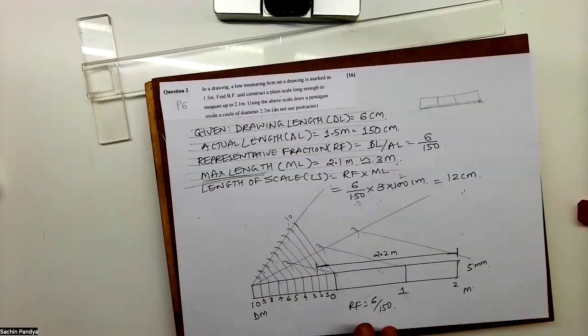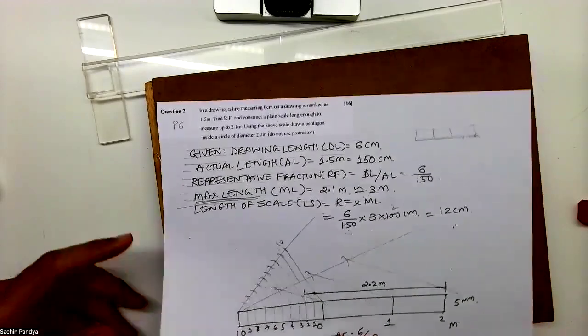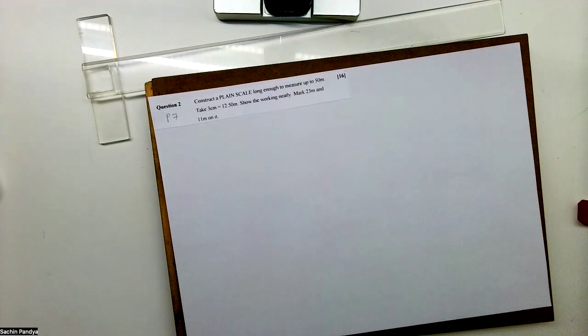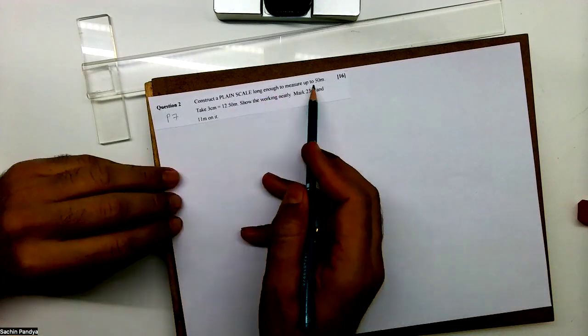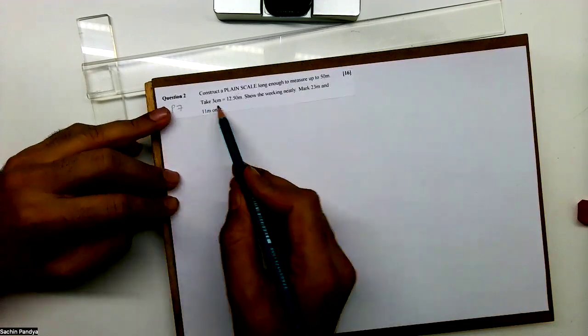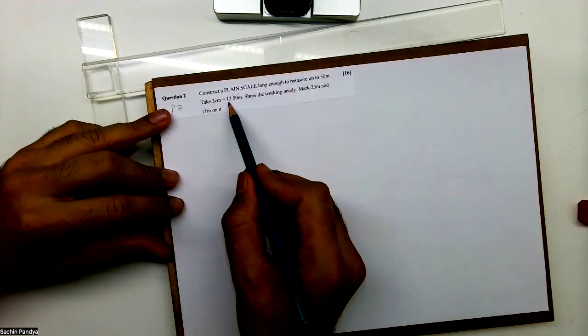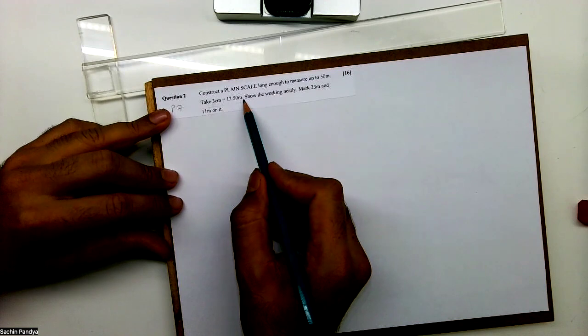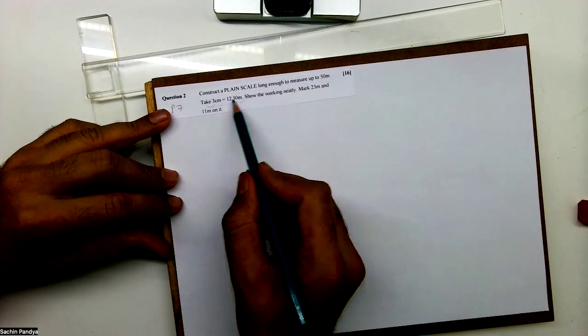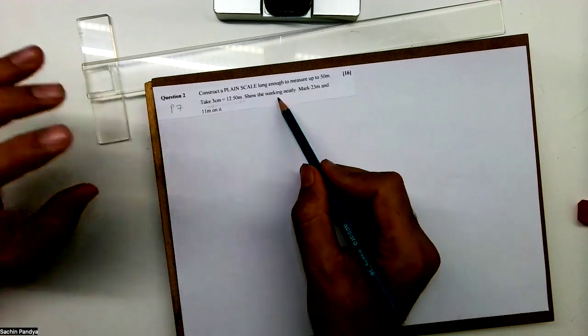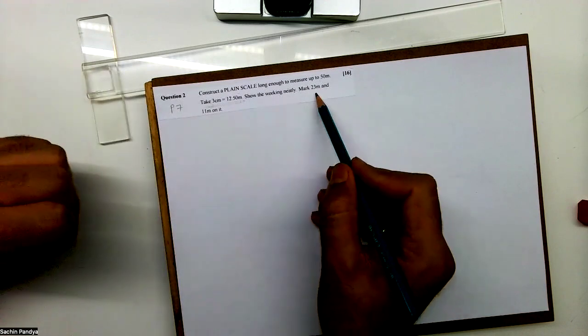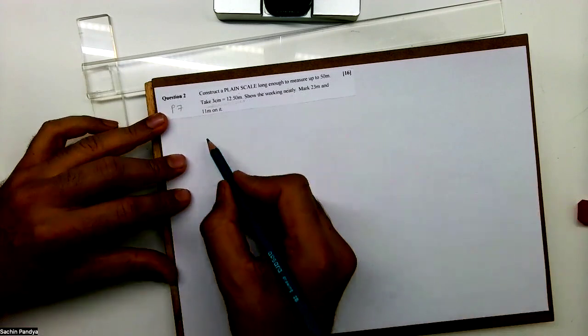P6. I hope everyone understood plane scale. Now two more sums are there, P7 and P8. Now construct a plane scale. Now again plane scale, long enough to measure up to 50 meter. Okay, take 3 centimeter is equal to 12.5 meter. So the RF is given like this, drawing length and actual length. And we have to show working neatly, mark 23 meter and 11 meter on it.